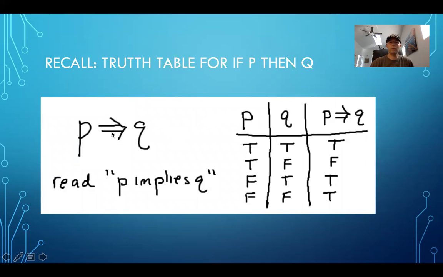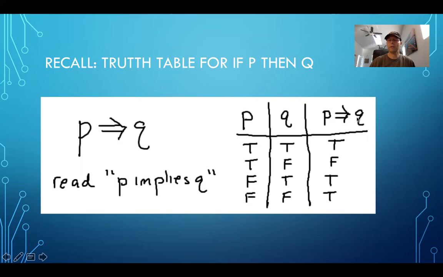Here is a truth table for the if-then statement, P implies Q. If P, then Q. So I look at all the possible ways that P and Q can exist, the truth values. P and Q could both be true. P could be true and Q is false. P is false and Q is true, or they're both false. And then I wonder, in those different scenarios, what will I conclude about if P, then Q?